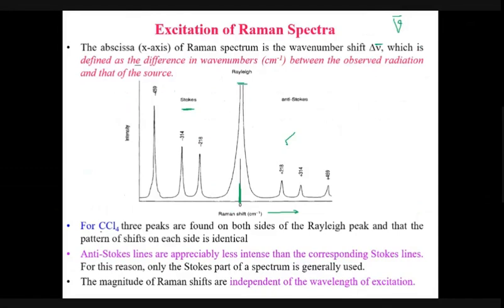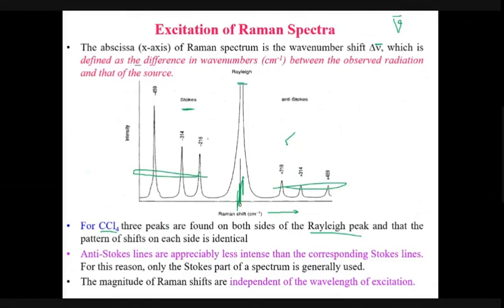So for CCl4, 3 peaks are found on both sides of the Rayleigh peak. Rayleigh peak you can consider as the origin. There are 3 peaks on the left hand side, 3 peaks on the right hand side, and that pattern of shift on each side is identical.